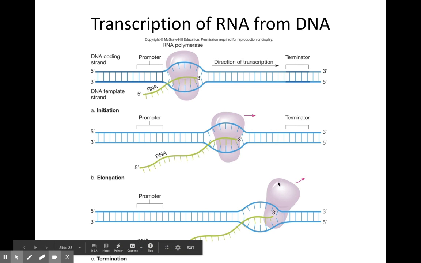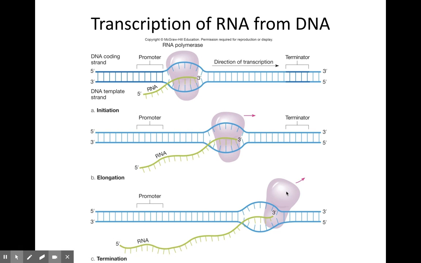And then finally, termination. Once that RNA polymerase gets to the termination site, the RNA polymerase will leave that site and allow that RNA to break free from the strand of DNA, allow that DNA to recoil, and that mRNA will now leave the cell.